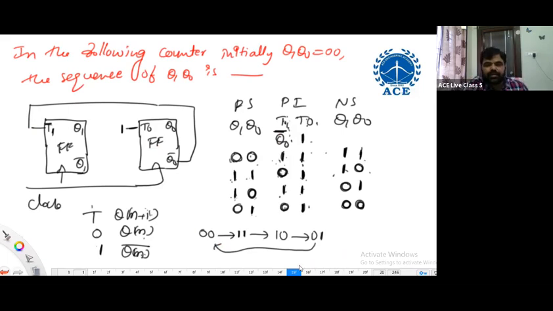That's what we can understand. Counter analysis. We will do some more examples on counter analysis.